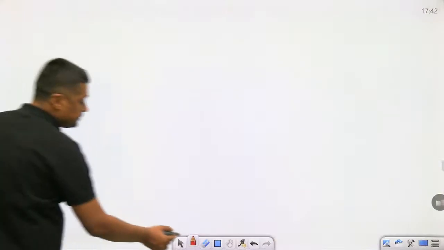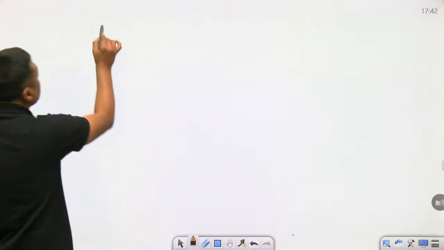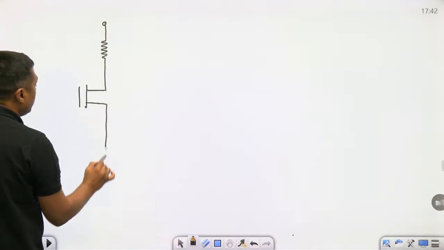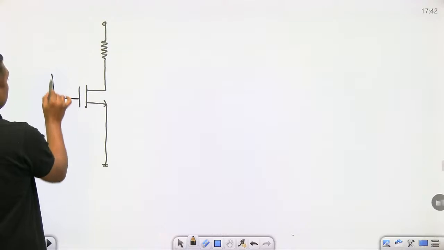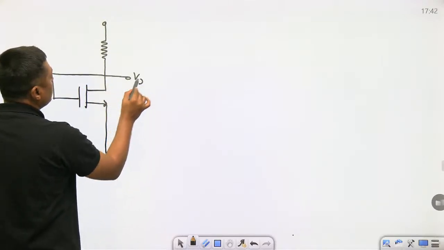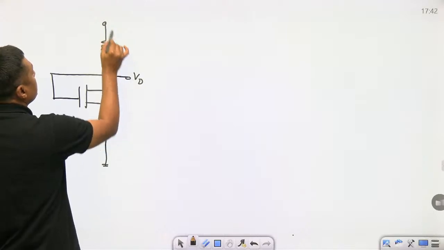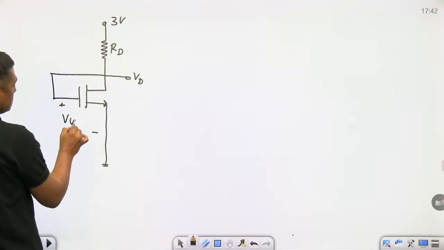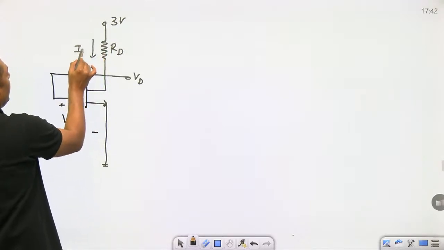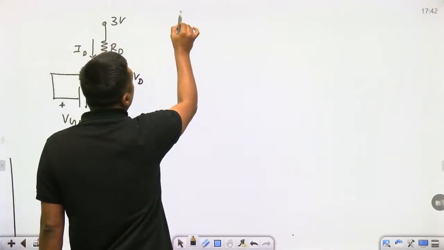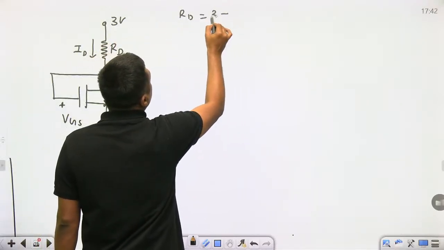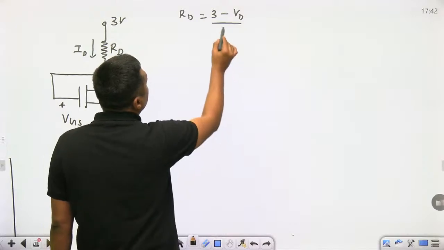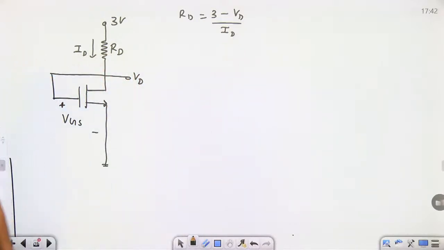For this diagram, this is the standard diagram. No need to check. If the drain is shorted with the gate, it is in saturation. Now, VGS is nothing but VDS. If you want to find the value of RD, ID is given, you have to find the VD. RD is nothing but (3 minus VD) upon ID. And VD is what? VDS. VDS is VD.